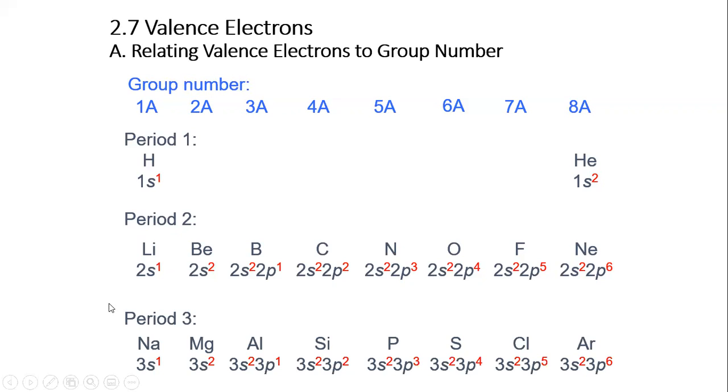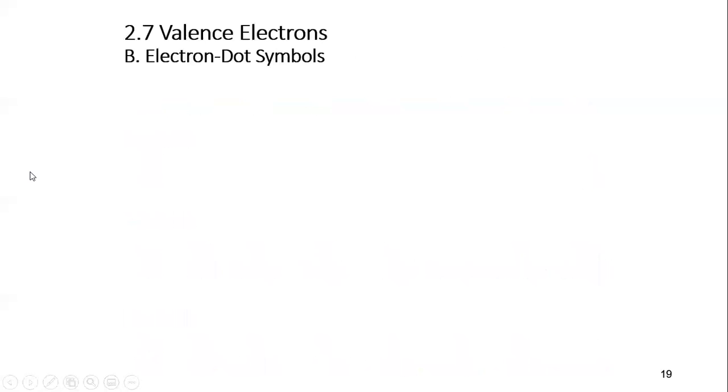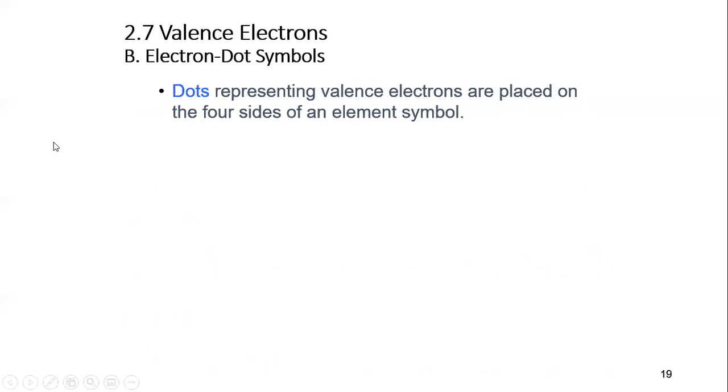Same thing with row 3, it correlates to the group number as well. So with valence electrons, we like to write electron dot symbols to show the number of electrons in the valence shell. And each dot represents a valence electron. You can imagine we have 4 sides of an element symbol. Each side can have 2, so that's a total of 8 valence electrons that can fit around an element.